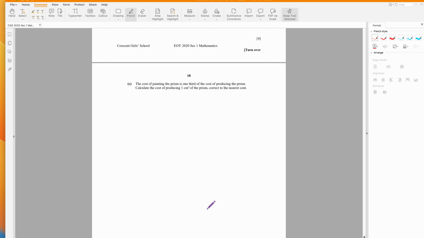Last one, the cost of painting the prism is 1/3 of the cost of producing the prism. So calculate the cost of producing 1 cm cube of the prism. So you need to find the volume of this prism. The cost of the painting is 1/3 of the cost of producing, so the cost is 3 times. Times 3. Don't round off first.